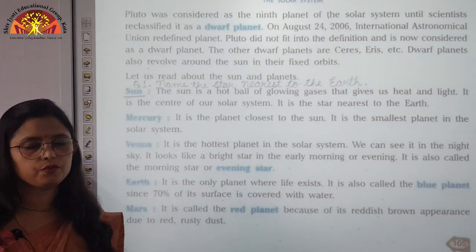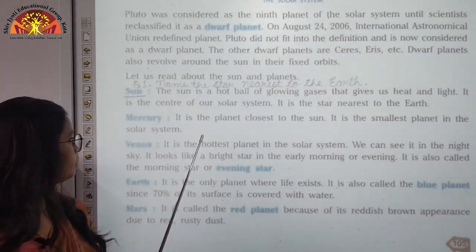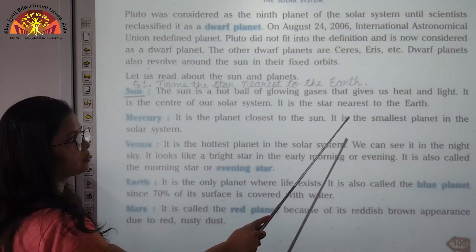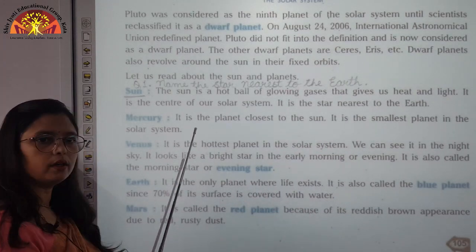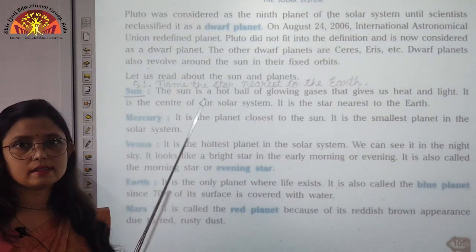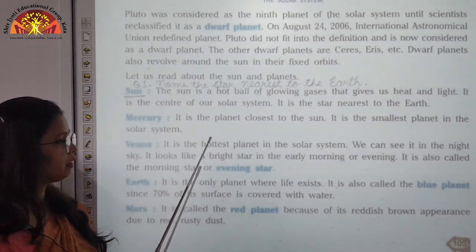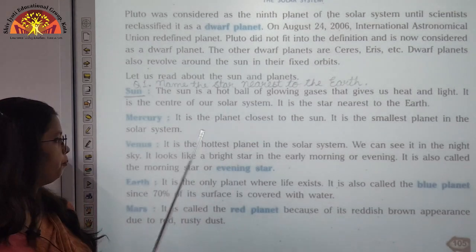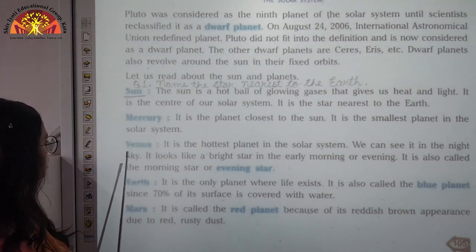Okay. Now, we move to our next planet, that is Mercury. It is the planet closest to the sun. It is the smallest planet in the solar system. We have just now seen the different planets. This Mercury lies just next to the sun. So, it is closest to the sun. Now, we come to the next planet.